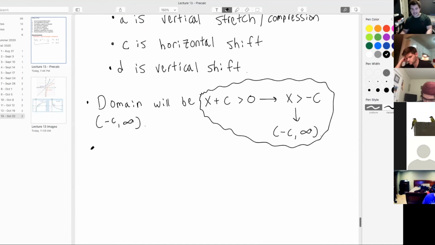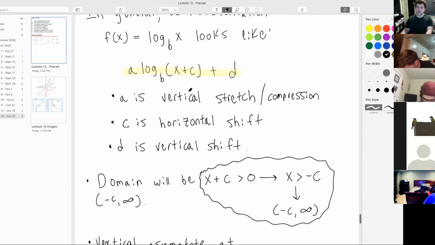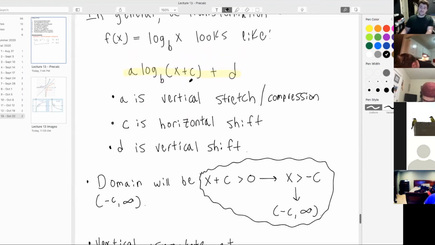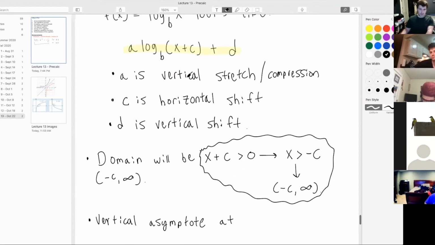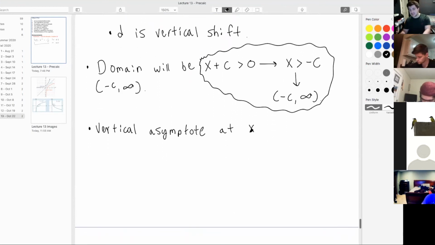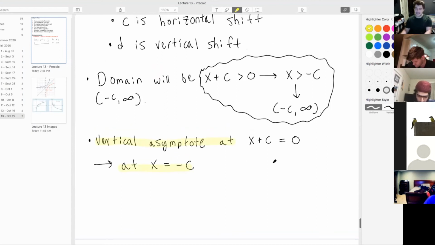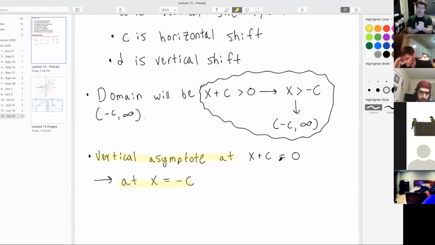Good. Okay, now, how about the vertical asymptote? A vertical asymptote will always occur where the log input can become 0. So that will happen precisely when the input x plus c is 0. You solve this equation, and it's going to be at x equals negative c. So the vertical asymptote is at x equals negative c. How did I get negative c? I set the input equal to 0 and solved.